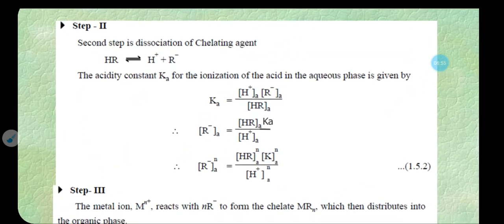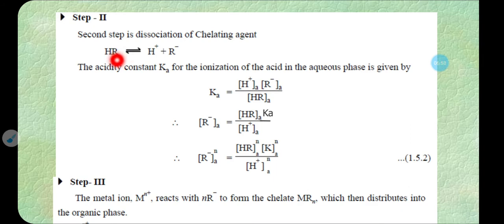In the second step, this chelating reagent is ionized as H+ and R- because it is a weak acid. The ionization constant of this weak acid, Ka, is given by the equation Ka is equal to the concentration of H+ in aqueous, because the whole process is in the aqueous phase, times the concentration of R- in aqueous, divided by the concentration of HR, that is the chelating reagent in aqueous.